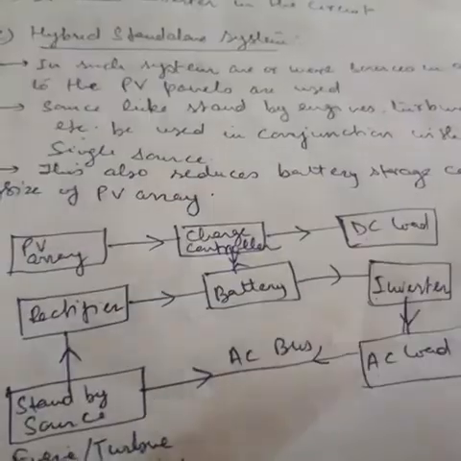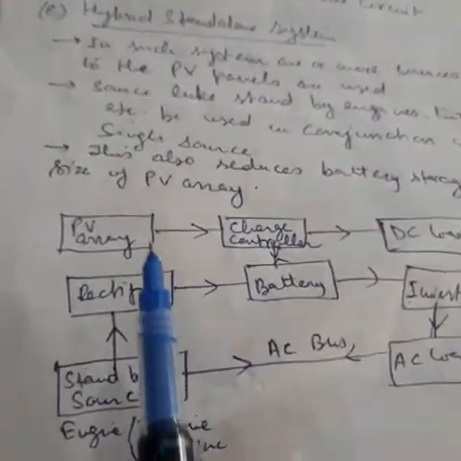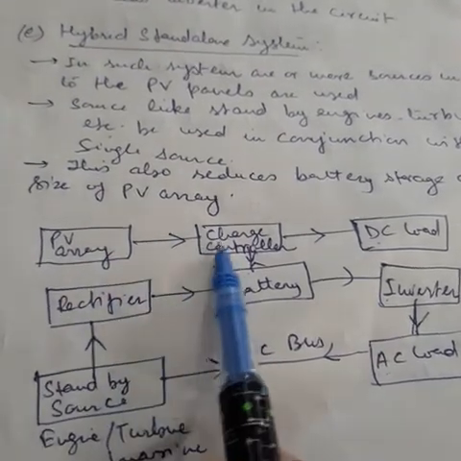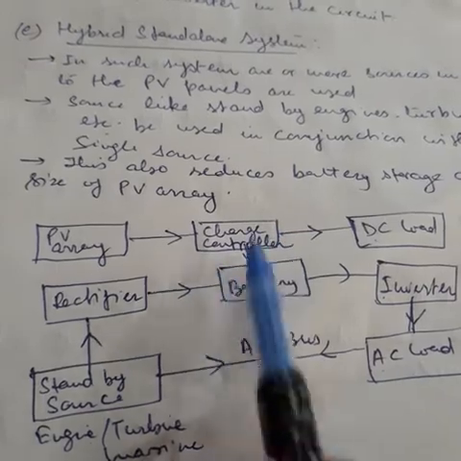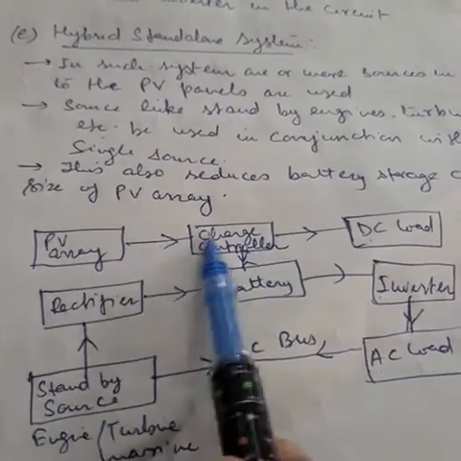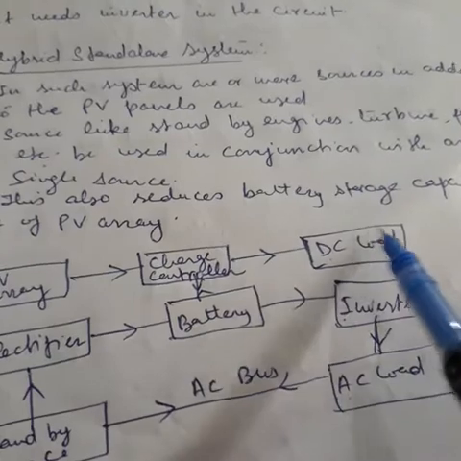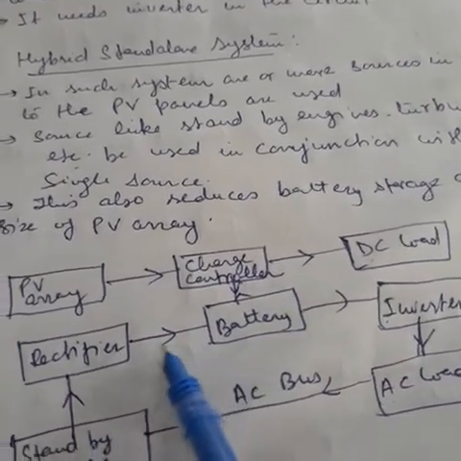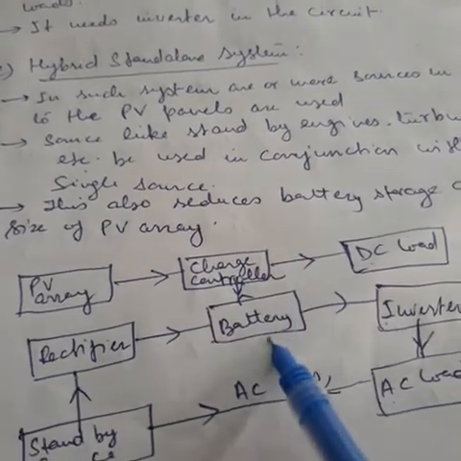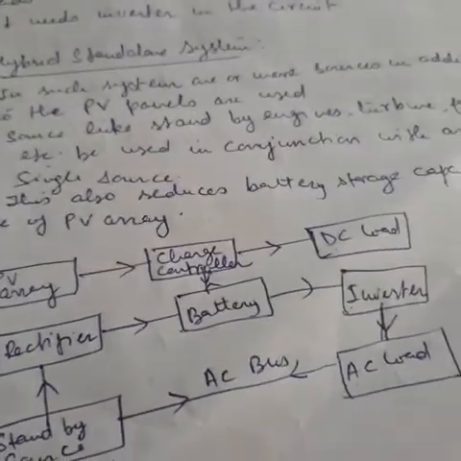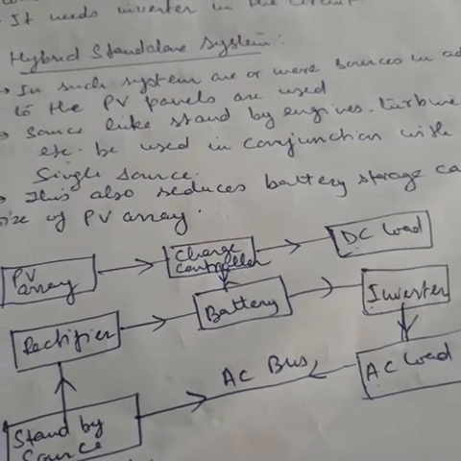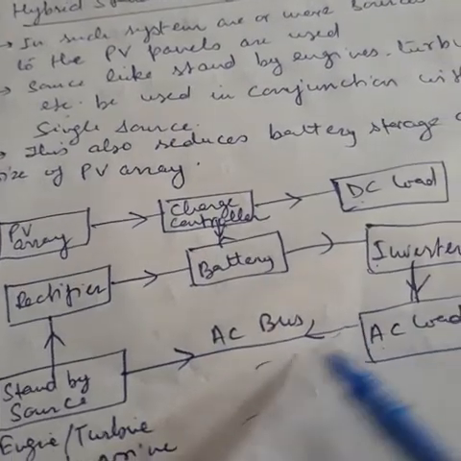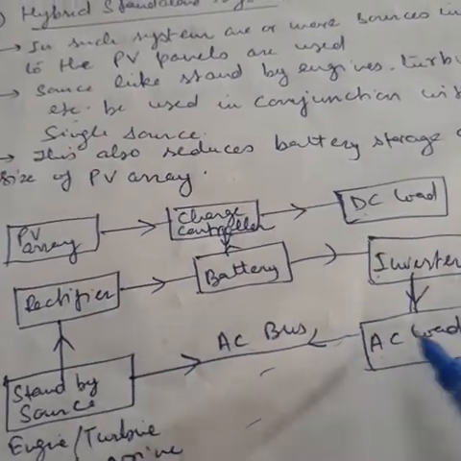So in this diagram we study how the hybrid standalone system functionally works. The PV array charges the charge controller, which maintains the supply of electricity, then the charge controller feeds the DC load, then again it is charged to the battery, the rectifier which rectifies how much current is required for the battery, and then the inverter's role is to convert into the form of AC load, and this AC load goes to an AC bus where it transfers in this way and in this way.